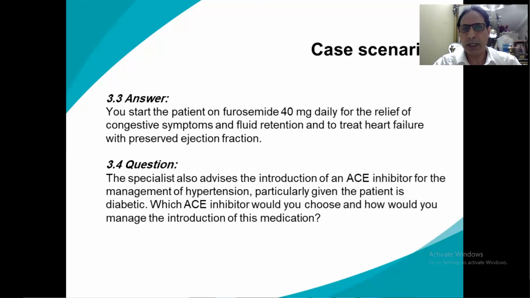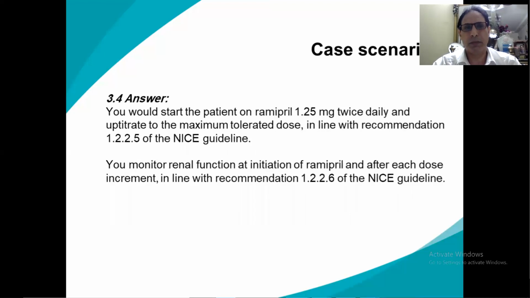The question: which ACE inhibitor would be chosen in such cases, and how would you manage the introduction of this medication? The answer: we would start the patient on Ramipril, as you know, at a small dose, 1.25 mg twice daily, and up-titrate to the maximum tolerated dose, in line with the recommendation of 1.25 up to 2.5 mg of the NICE guideline. It is a European guideline. You should monitor renal function at initiation and up-titration of Ramipril, as I mentioned previously.